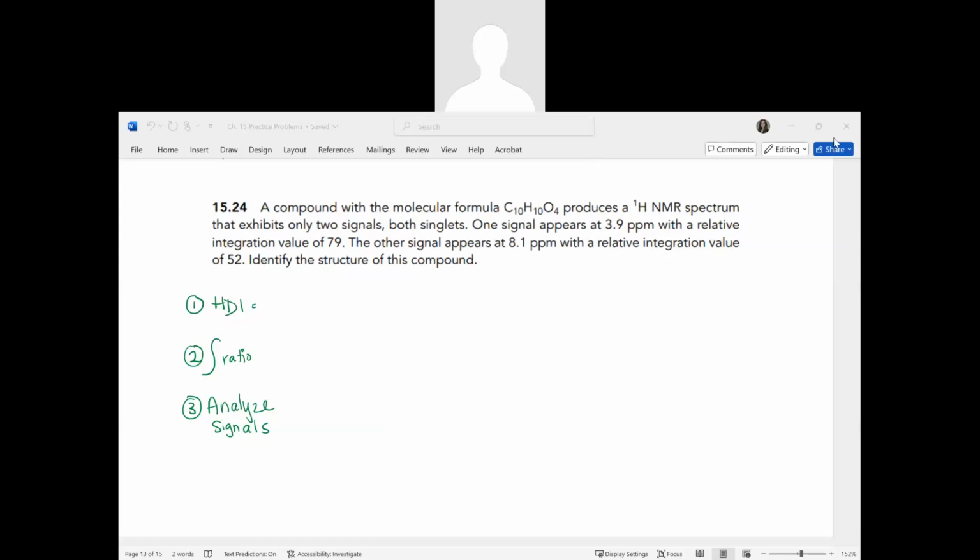In problem 24 from chapter 15, we are given the molecular formula for a compound here. We are told that it produces a proton NMR spectrum that only has two signals, and both of these are singlets. The first signal appears at 3.9 ppm, with a relative integration of 79, and the second signal has a relative integration of 52. With only this information, we're asked to identify the structure of this compound.